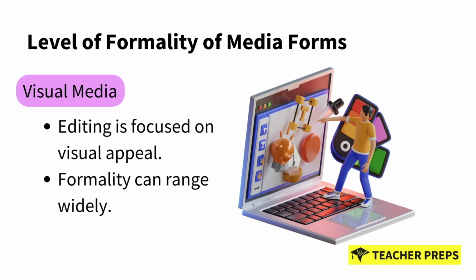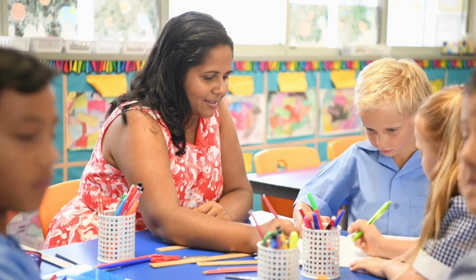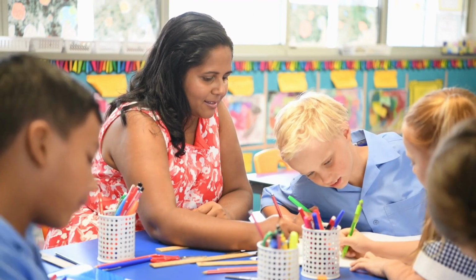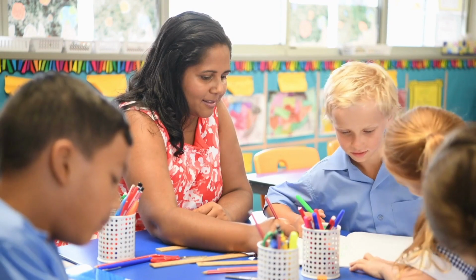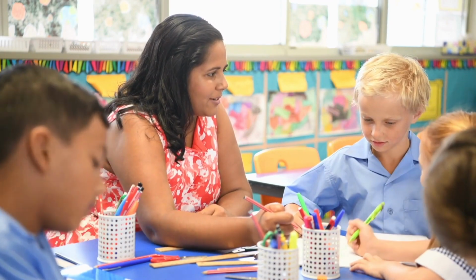And then next, let's look at the formalities within electronic media, where editing can vary drastically. Formality ranges from casual, such as a personal blog or a tweet, to very formal, such as official web news or corporate communications. By understanding the distinct characteristics and level of formality in print, visual, and electronic media, future teachers can empower our students to navigate and critically engage with the diverse media landscape that they encounter daily.